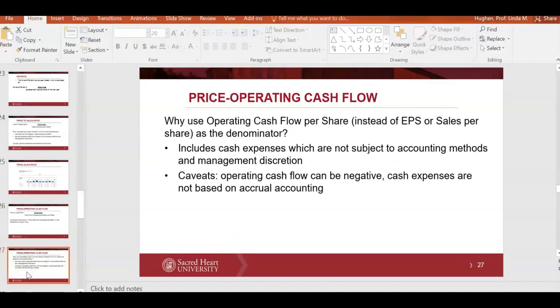Why use operating cash flow per share instead of the two metrics we just looked at, price to earnings and price to sales? It includes cash expenses. Remember, those were not included in the last metric we used, price to sales. Cash expenses are not subject to accrual accounting, but the downside is that operating cash flow can be negative where sales can't be. So how could that be both good and bad? It depends on what you think about accrual accounting. Do you think that it's a better measure of performance for the company, or do you think that using cash rather than accrual accounting is a better metric of company performance?